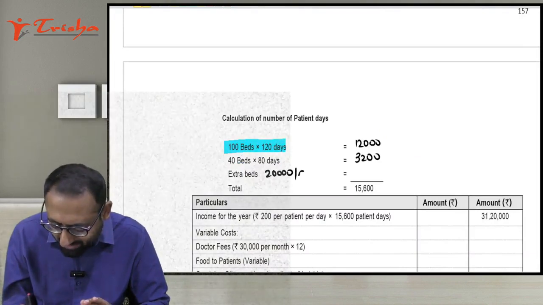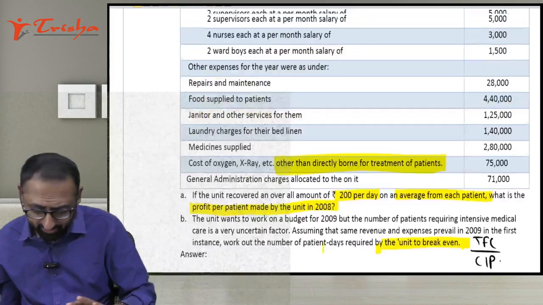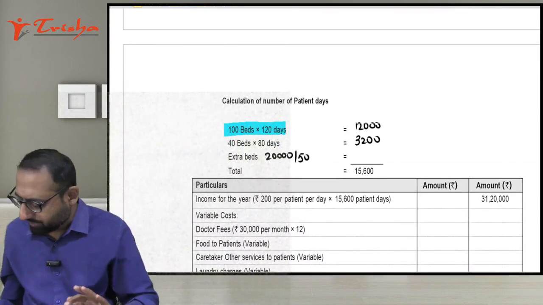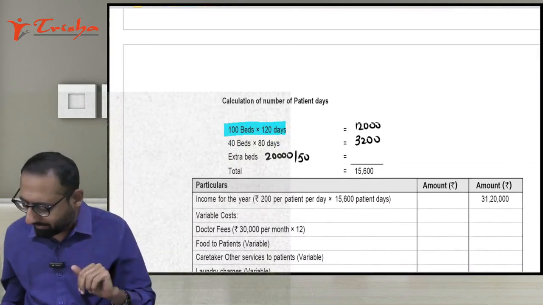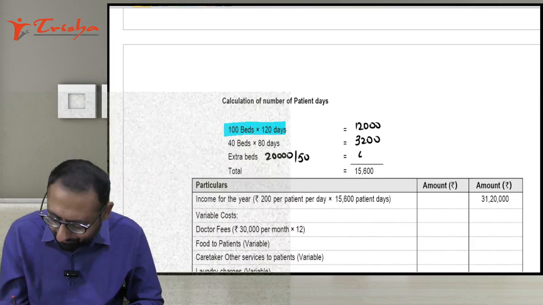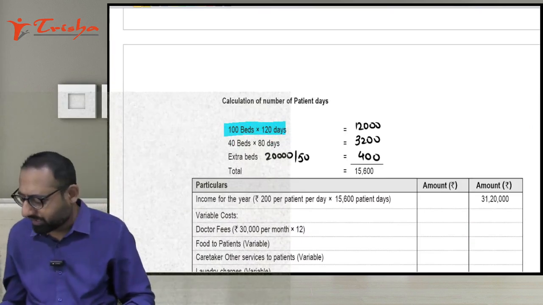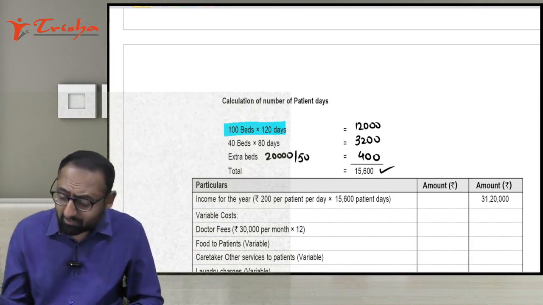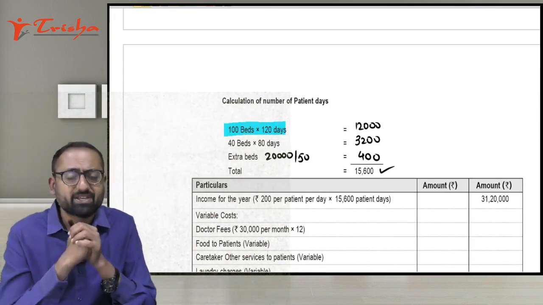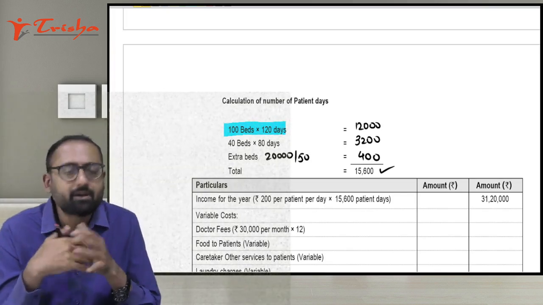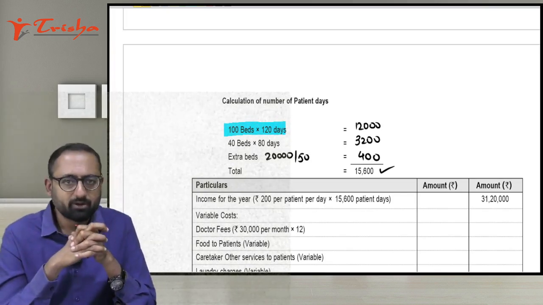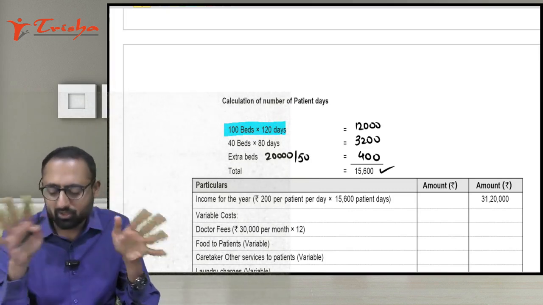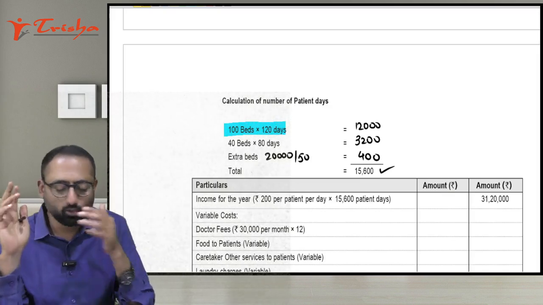Per day, extra bed charges is 50, I think so. 50 or 40, I'll just check that. Per day, 50 rupees you are paying there. So total 20,000 you paid, divided by 50. How much extra bed you have in your hospital? 400. So total 12,000 plus 3,200 plus 400, 15,600 total beds or total number of patient bed days is there in your hospital. Perfect. So don't overthink. For remaining days they have not given, don't consider that. 15,600 is your total occupancy.